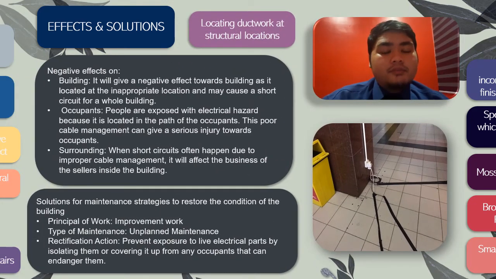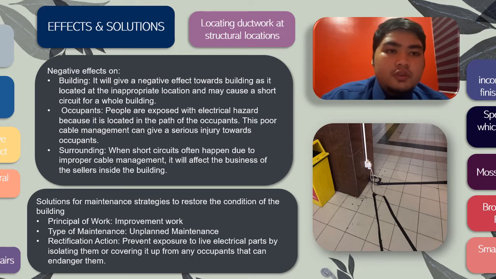For the third defect, locating the ductwork at the structural location. It will cause a negative effect toward the building as it is located at an inappropriate location and may cause a short circuit for the whole building. For the occupants, people are exposed to electrical hazard because it is located in the path of the occupants. The poor cable management can cause serious injuries to occupants. For the surrounding, when short circuits often happen due to improper cable management, it will affect the business of the sellers inside the building.